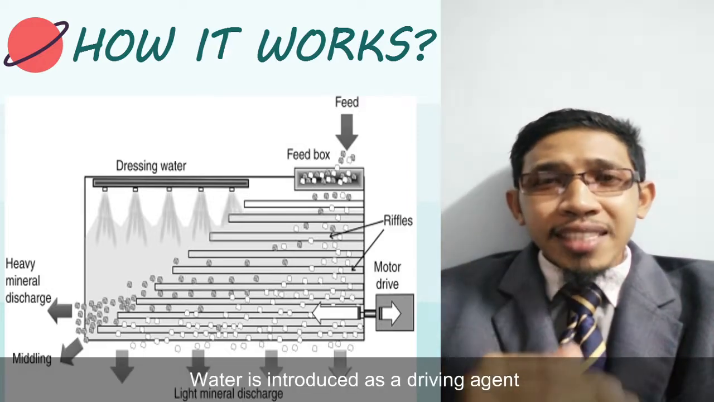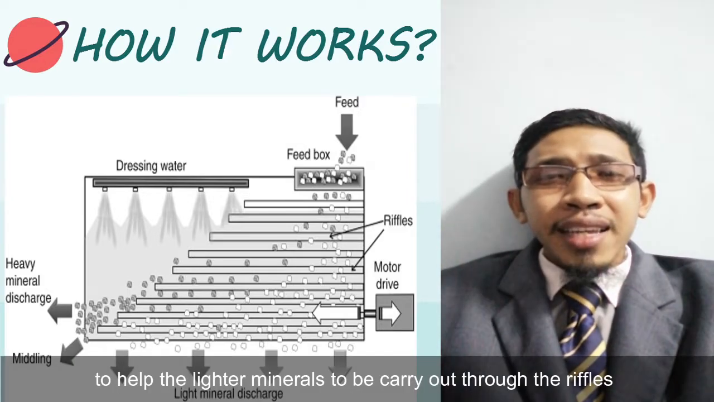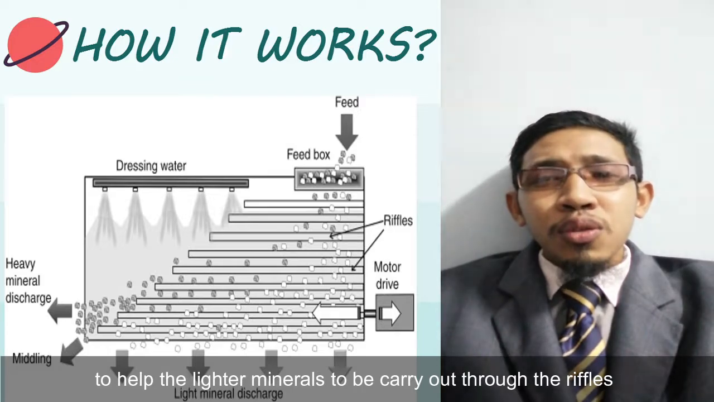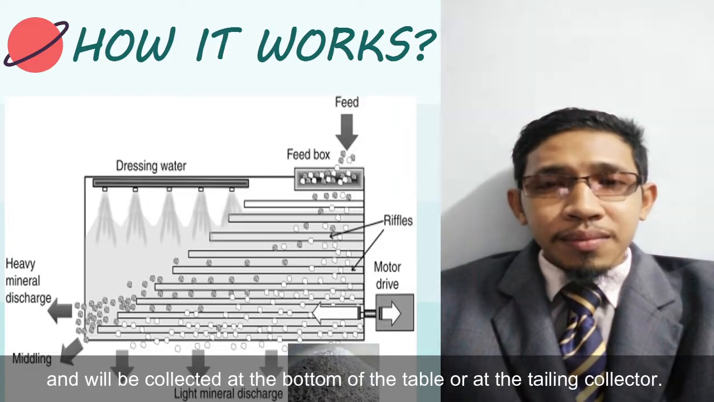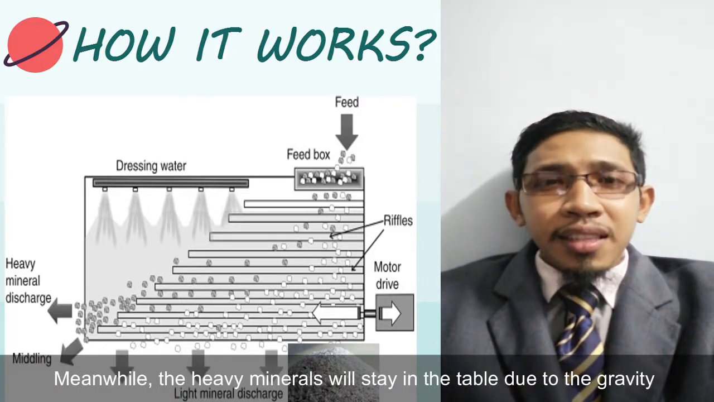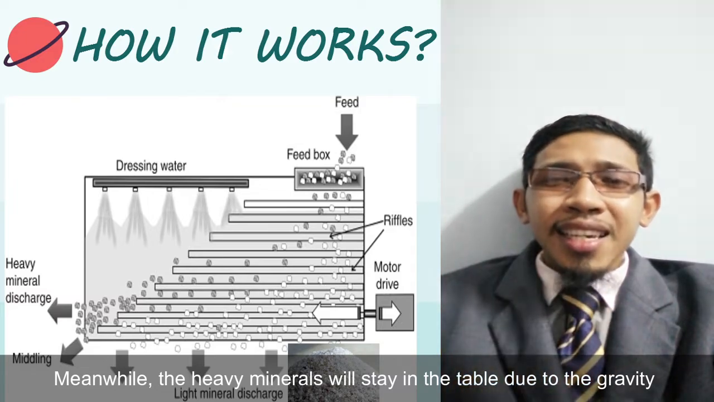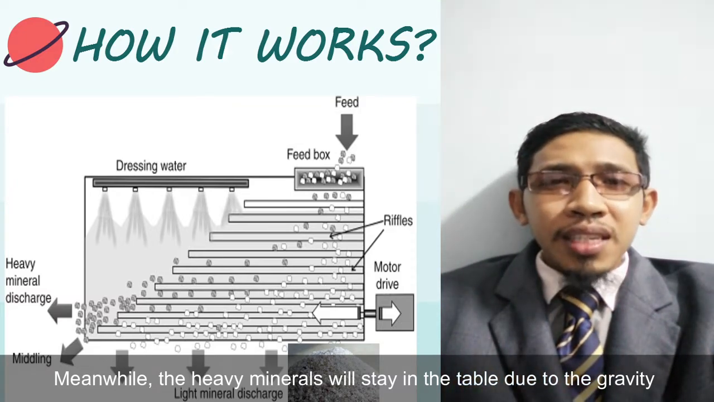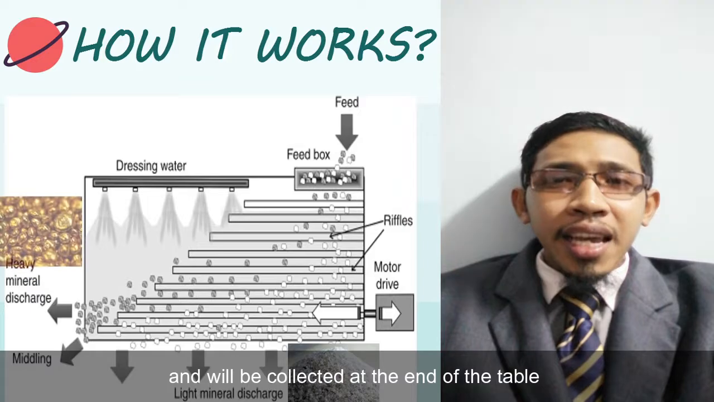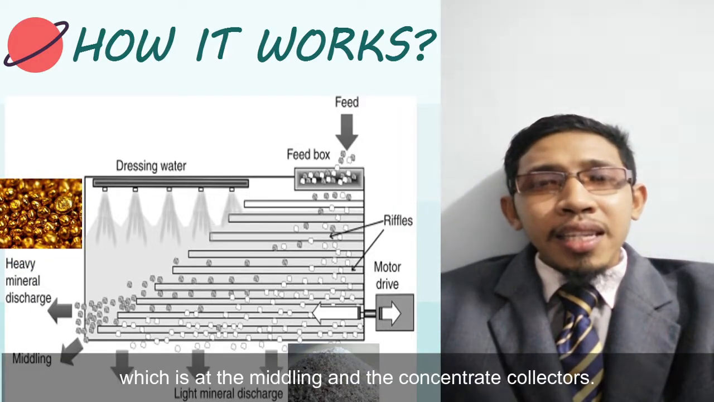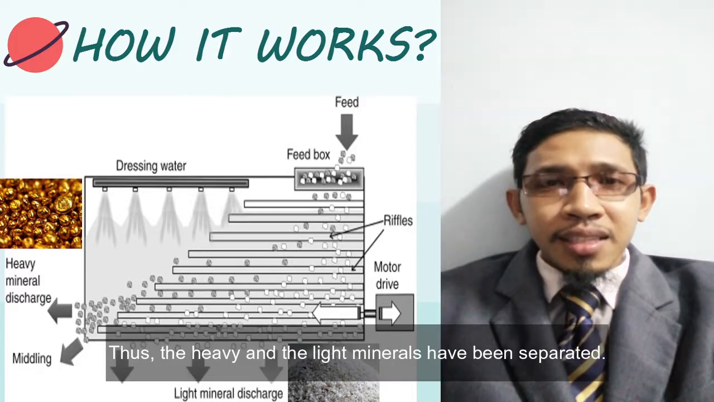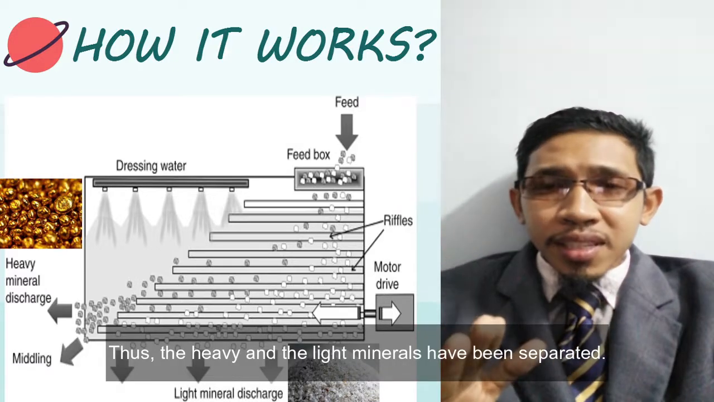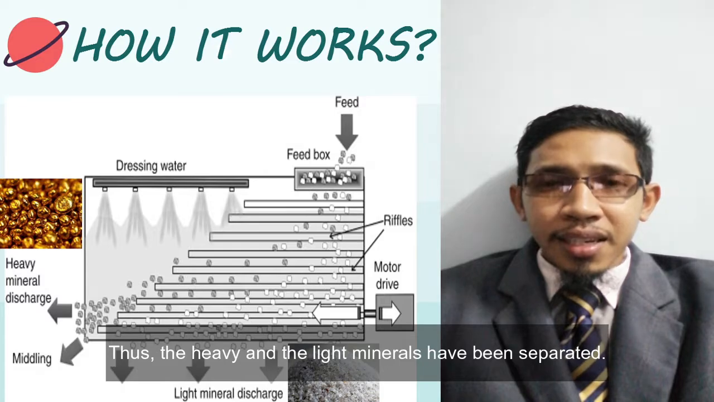Water is introduced as a driving agent to help the lighter minerals to be carried out through the riffles and will be collected at the bottom of the table or at the tailing collectors. Meanwhile, the heavy mineral will stay on the table due to gravity and will be collected at the end of the table, which is at the middling and concentrated collectors. Thus, the heavy and the light minerals have been separated.